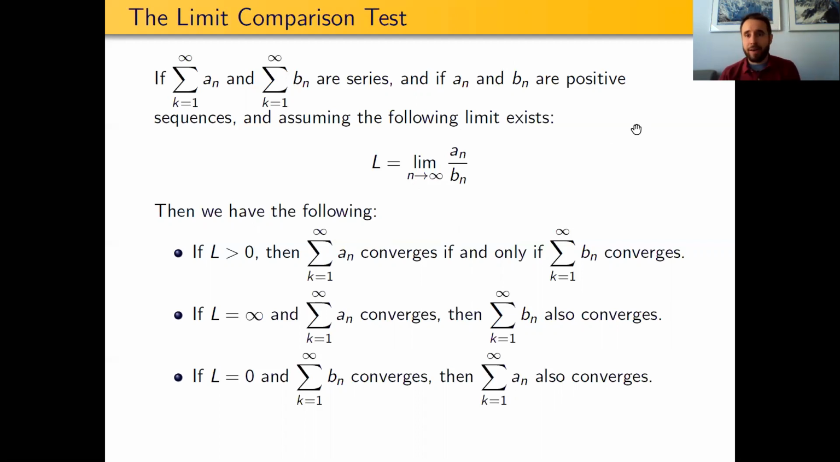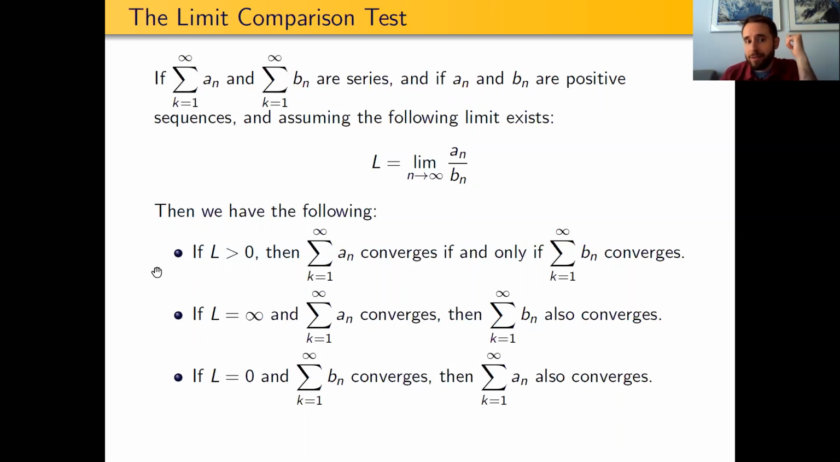So a sub n is a sequence, right? I should say, this is a series, but the individual a sub n's form a sequence. The individual b sub n's form a sequence. And so a sub n divided by b sub n, that ratio forms a sequence. We have a sub 1 over b sub 1, a sub 2 over b sub 2, and so on and so on. And we can simply take the limit as n goes to infinity of this sequence of ratios. And if that converges to a limit, then we have the following 3 bullet points.